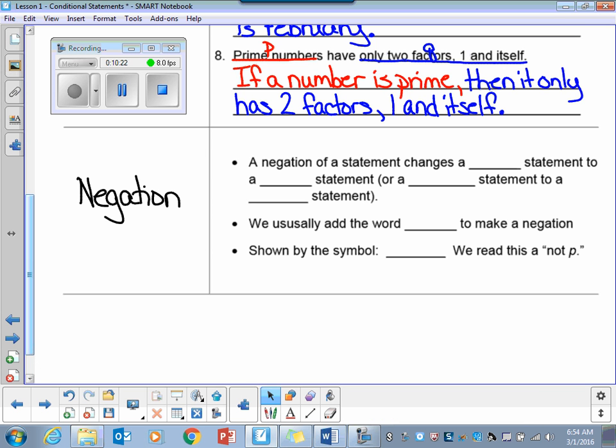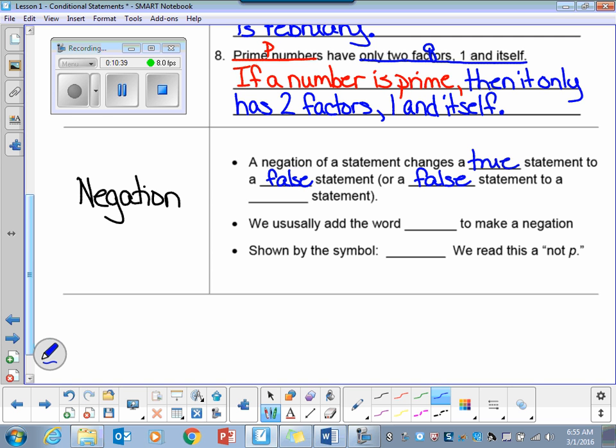A negation of a statement changes a true statement to a false statement. So, I won the lottery. I did not win the lottery. That would be a false statement changed to a true one, because I did not win the lottery.